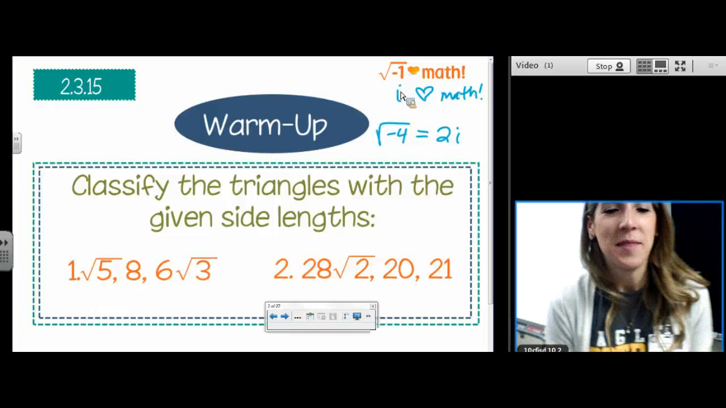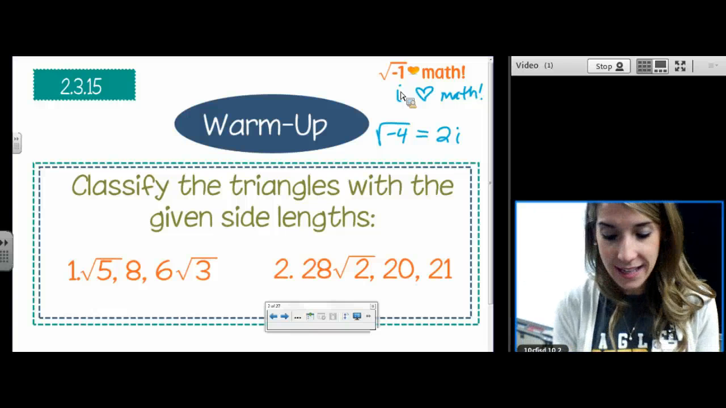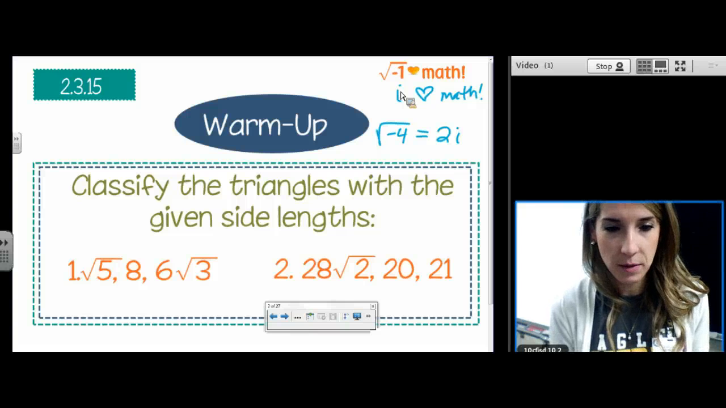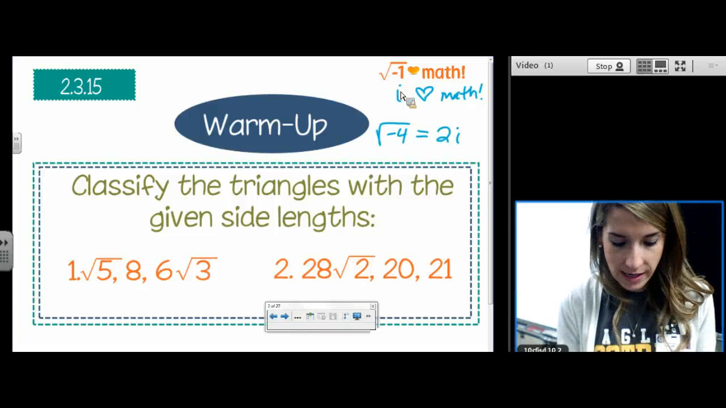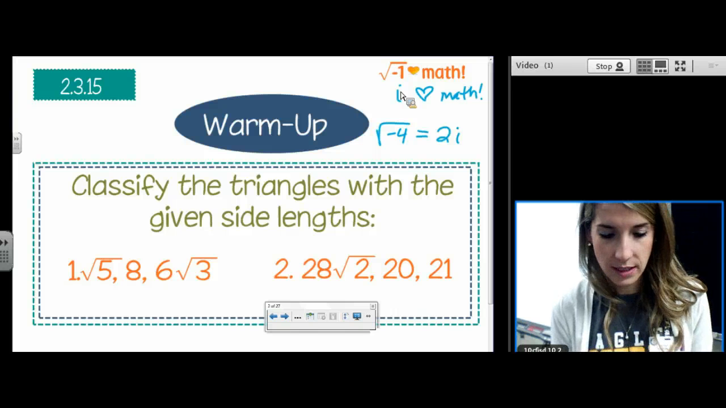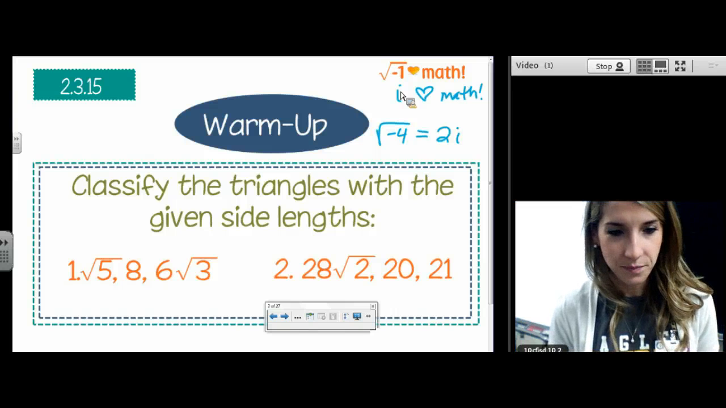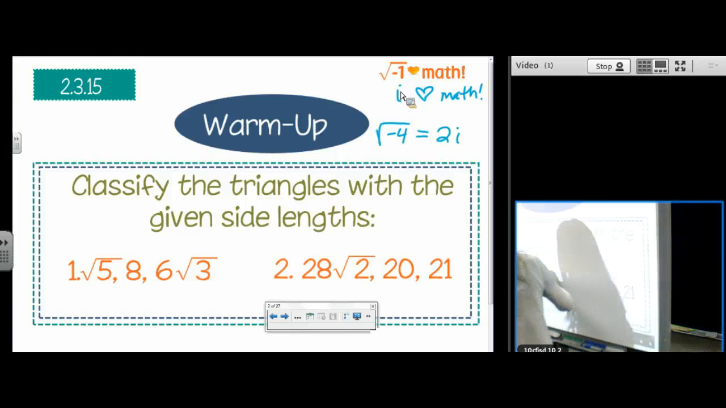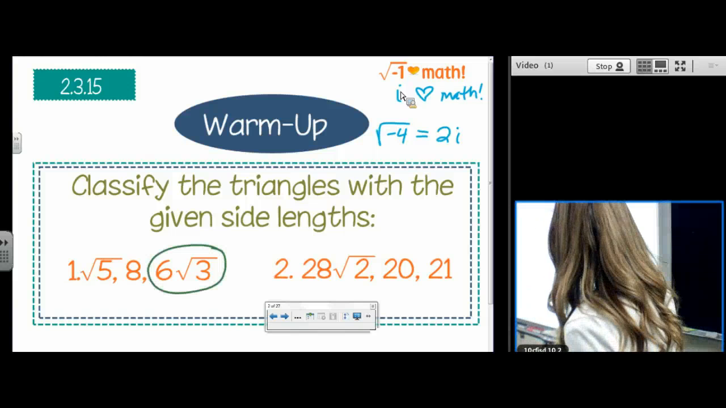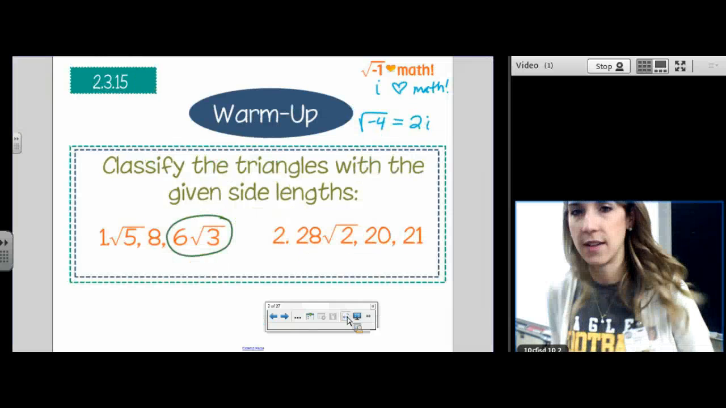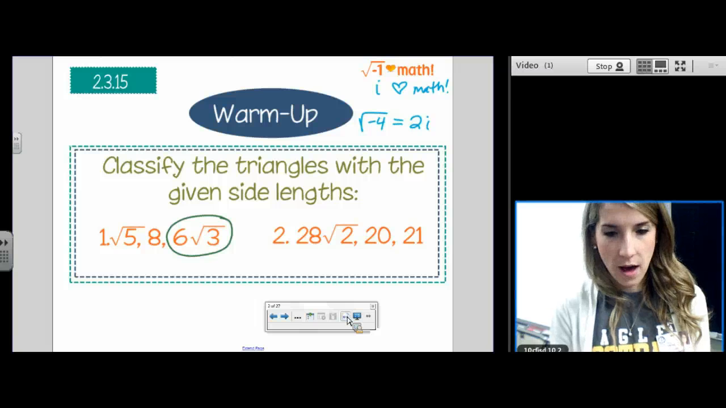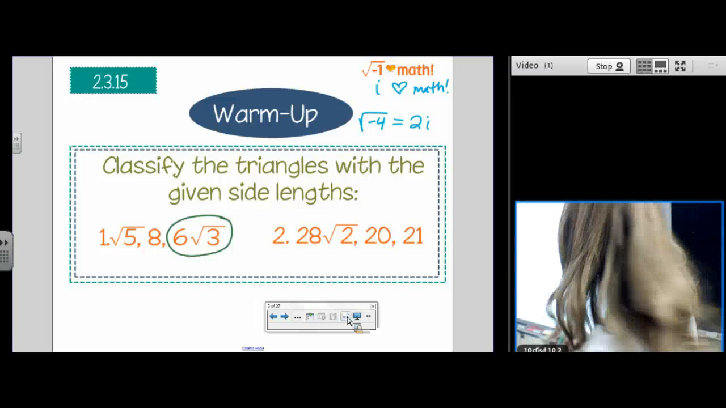Okay, so we're classifying these triangles. Hey guys, before you classify them, you have to find which one is C. Did you already find which one is C? And number 1, is it 8 or is it 6 root 3? Are you asking your calculator? So I always like to circle the largest number to indicate that that is my C. Out of the A, B, and C, the largest number is going to be C. Good. And it's pretty obvious in number 2, which one's the largest one?